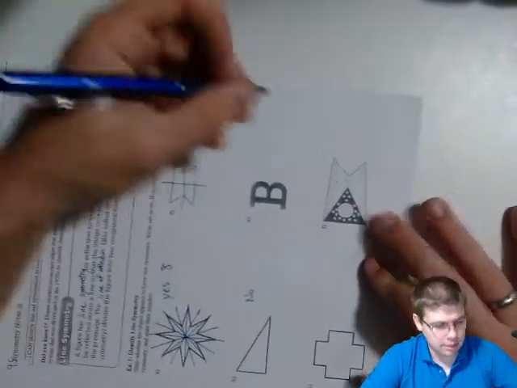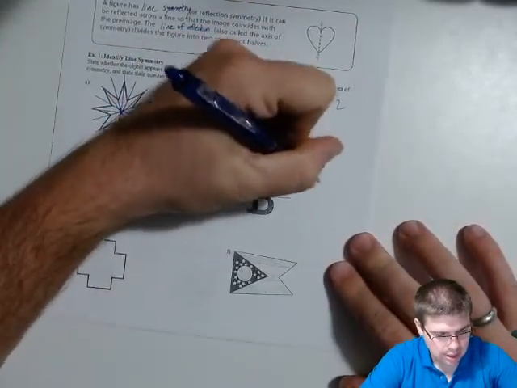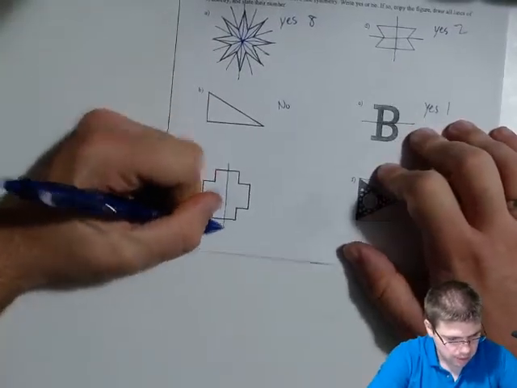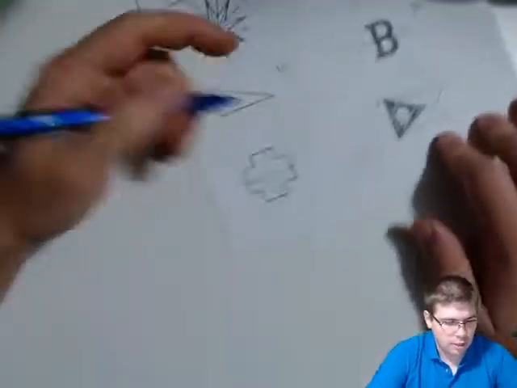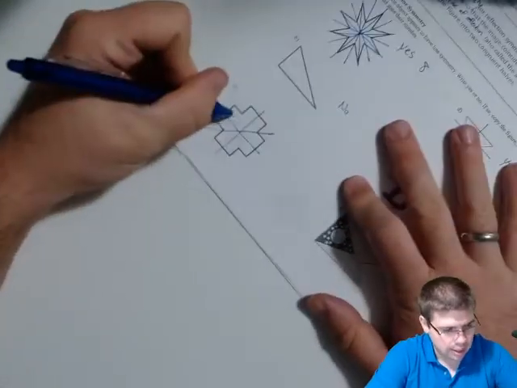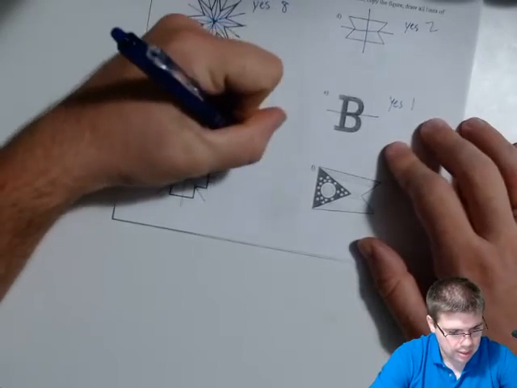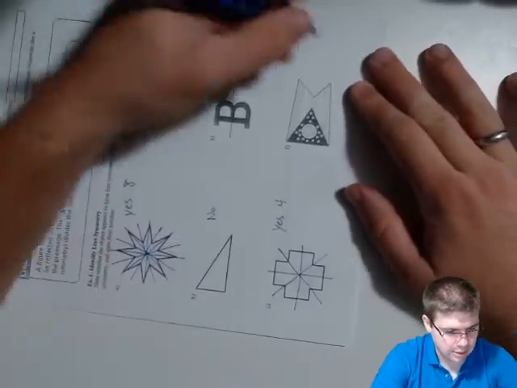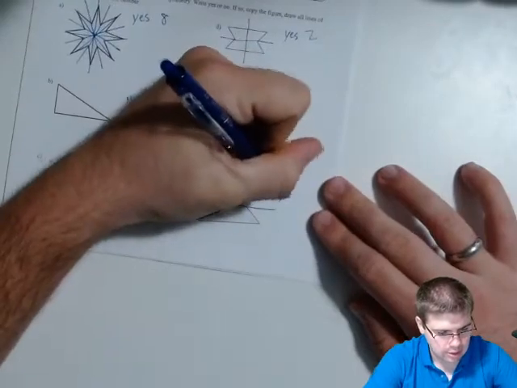This shape, this B, we can slice this way into 2 congruent halves. So yes, 1 line of symmetry. This one here, we could slice that way into 2 congruent halves that way. So there's 1, 2, but we could also go this way as well, 3 and 4. So that one is a yes, and it's got 4 lines of symmetry. And then finally the Ohio State flag. Yep, we can do one right there along it. So that is a yes, 1.